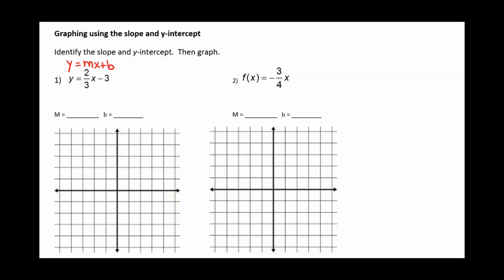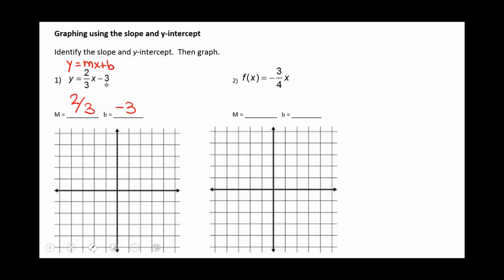All right, if we want to graph a line using the slope and the y-intercept, first we want to identify what the slope and the y-intercept are. So if we're looking at an equation, remember slope-intercept form is y equals mx plus b. If we line that up with our equation, you can see the number in front of x is our slope and the constant is our y-intercept. So you can see that our slope would be 2/3 and our y-intercept would be -3.